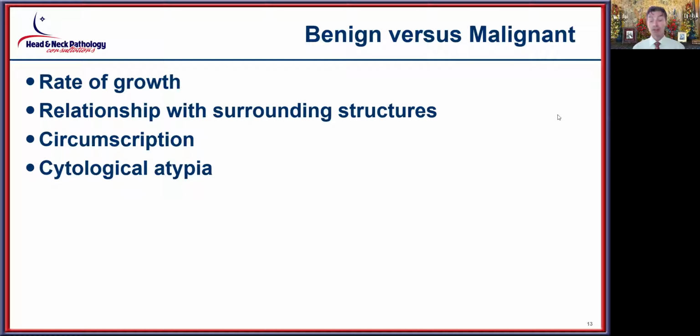The relationship to the surrounding structures, of course, is quite significant as well. And in general, the benign tumors tend to be more circumscribed. Cytologic atypia, of course, as you know, with something called pleomorphic, obviously this tells you there's a wide variety of both patterns and histologic types that make up that particular tumor.